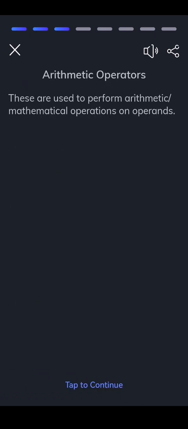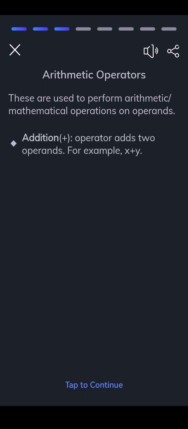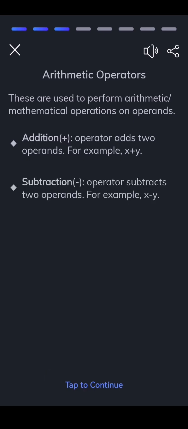These are used to perform arithmetic or mathematical operations on operands. Addition: the plus operator adds 2 operands, for example, x + y. Subtraction: the dash operator subtracts 2 operands, for example, x - y.